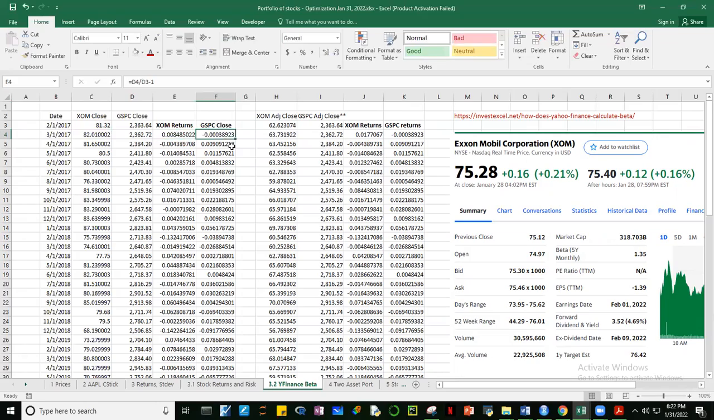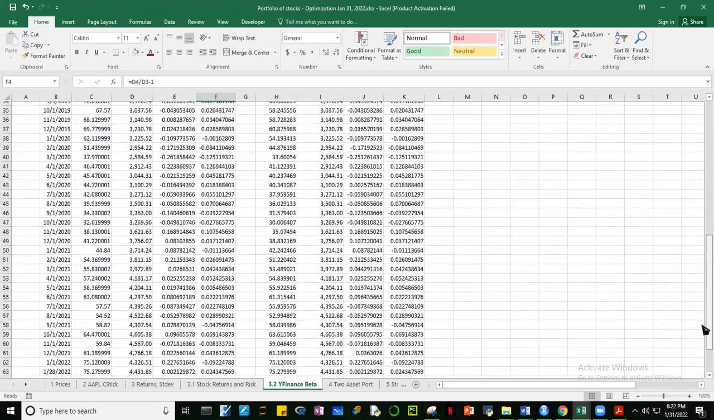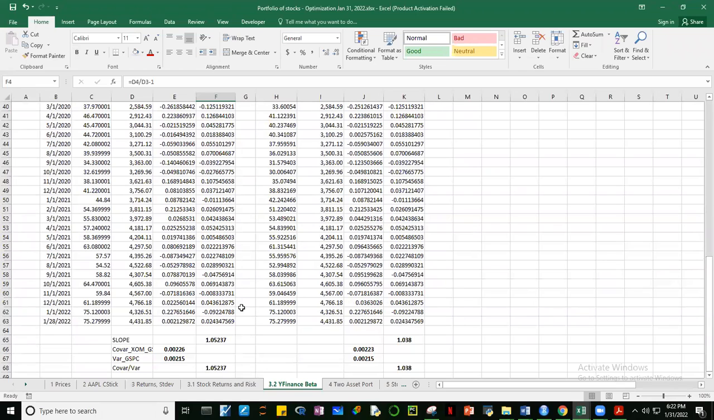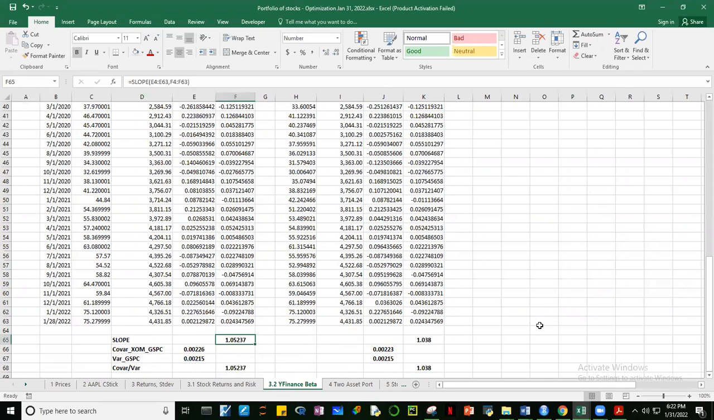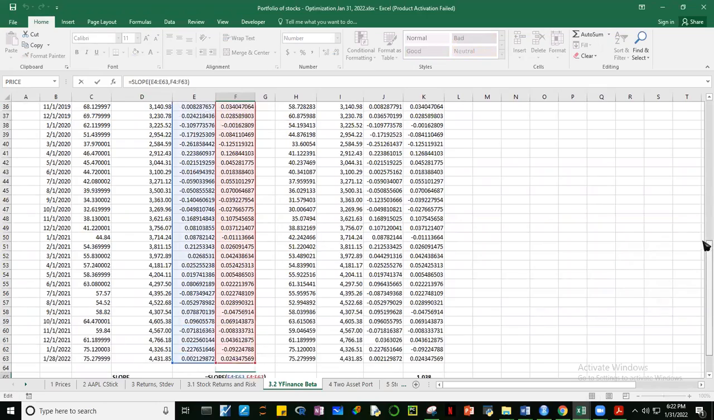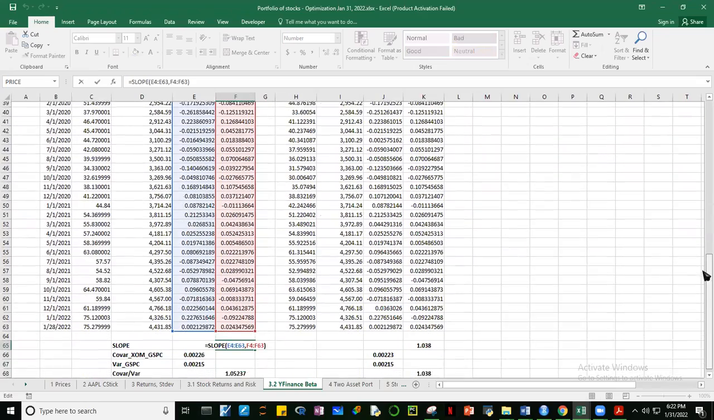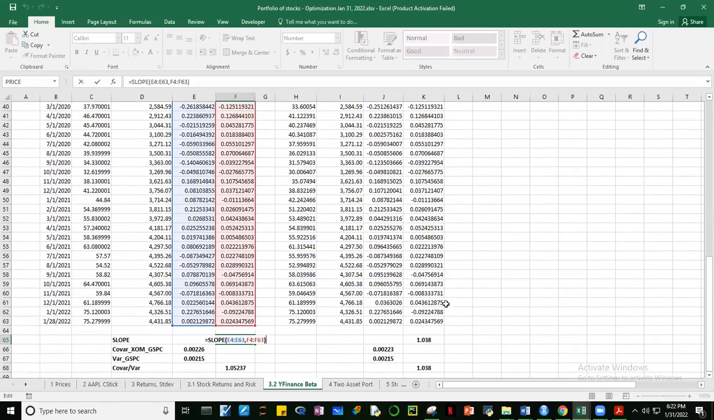Okay? Also for GSPC, kinuha natin lahat ng mga returns nila. Tapos, okay, what we did here was to get the slope. It's just the slope of your Exxon and your GSPC, the slope of their returns. Okay, and we got 1.05. Okay, 1.05. So hindi pa rin tumama, no?